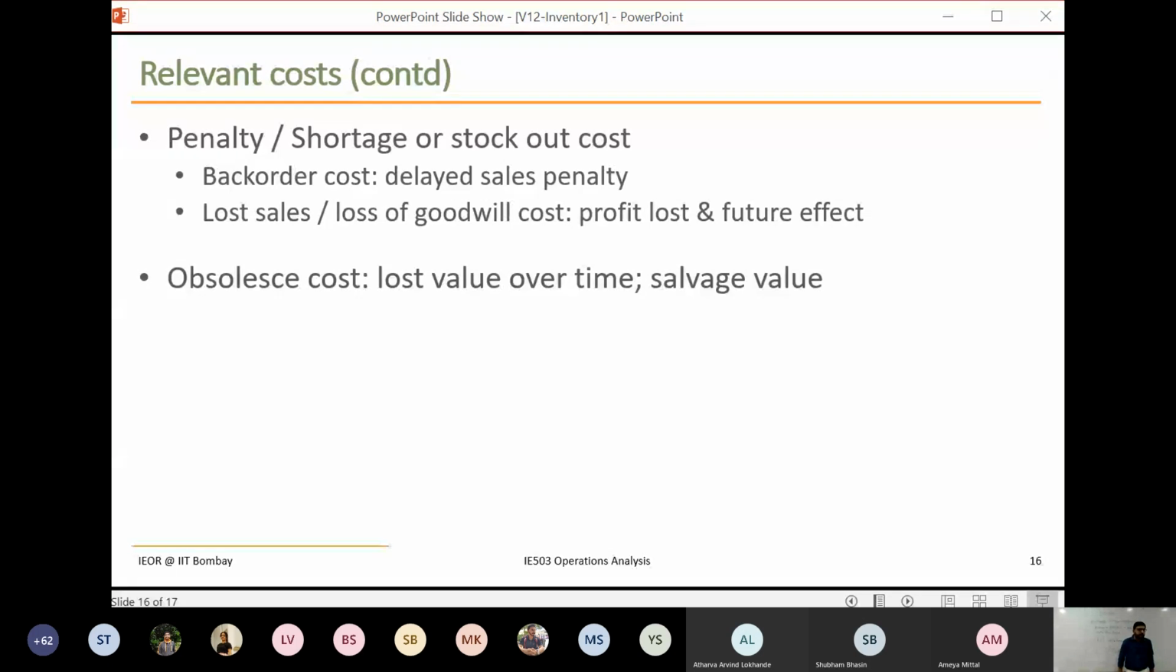There can be other things like obsolescence cost, meaning the value is lost over time. Like for older products, we want a higher discount, right? Because its value is lost. Right now, you want to get a 2015 iPhone at a much lower price than what is actually sold, because the latest iPhone is already released. So the product has lost value over time.